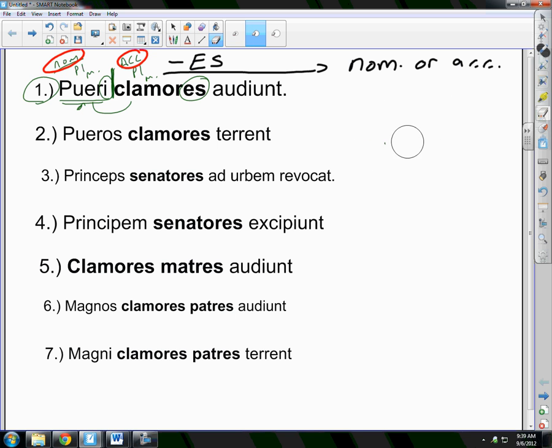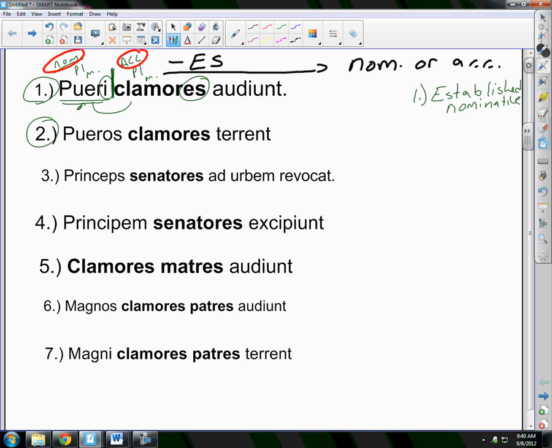So in this sentence, what way am I determining whether it's nominative or accusative? I've already established a nominative with pueri. So if I've already established a nominative, then I can exclude nominative as a possibility for the -es.